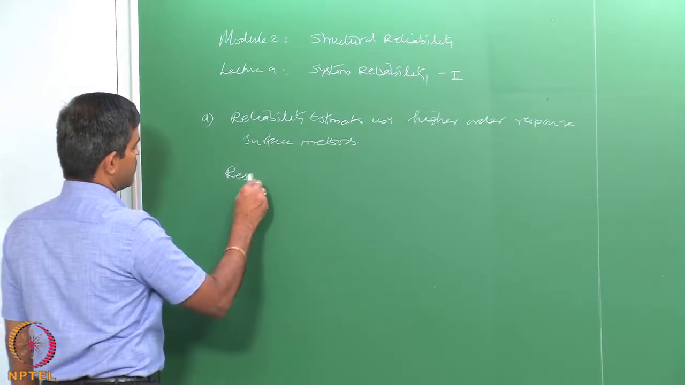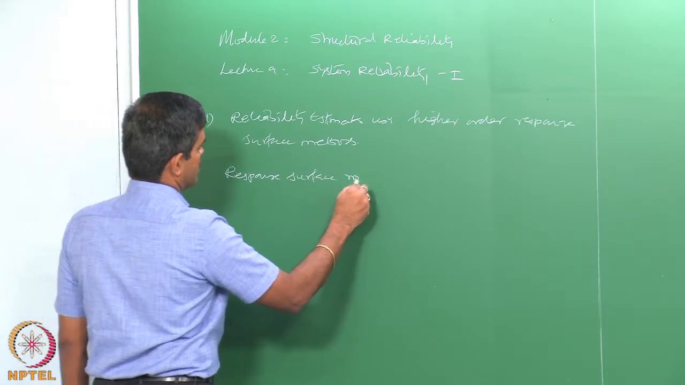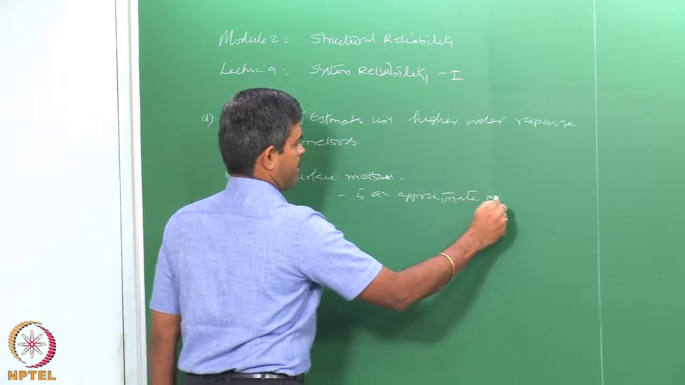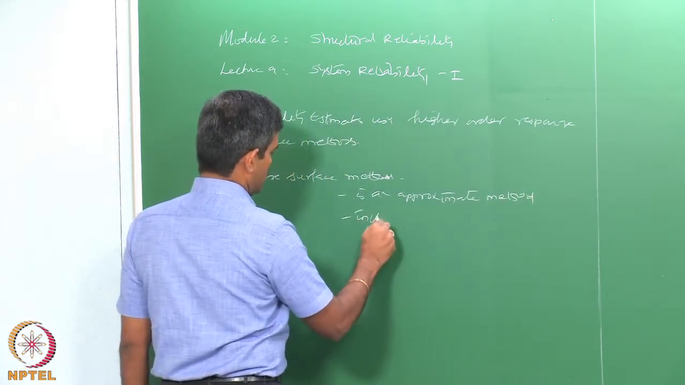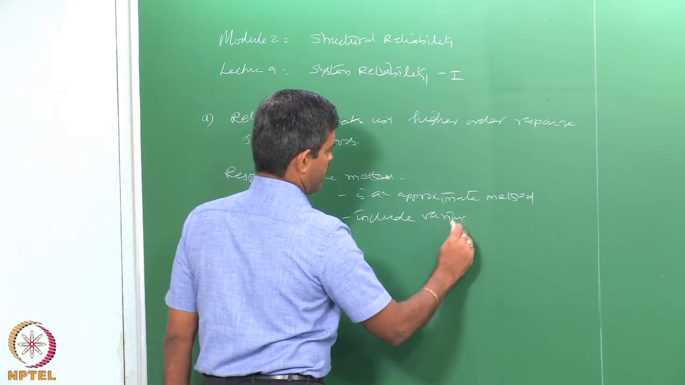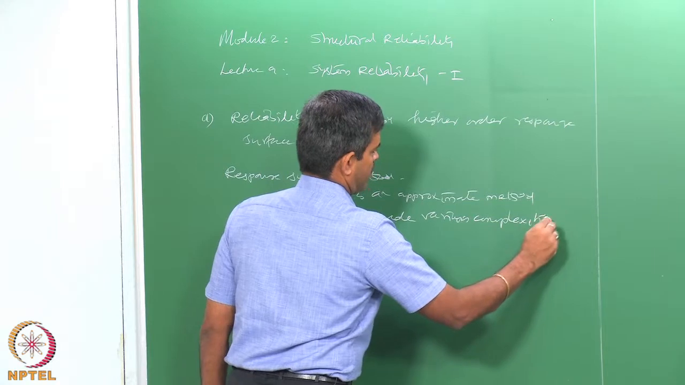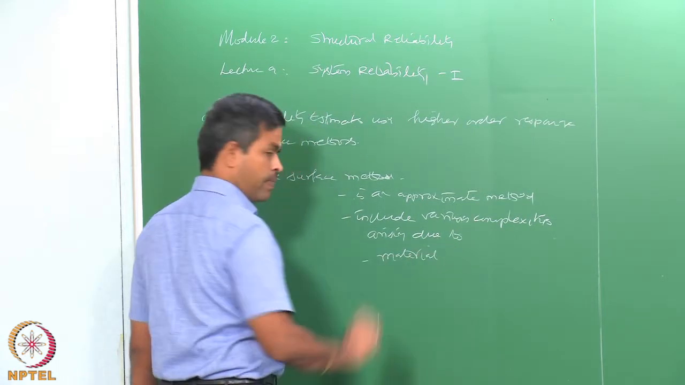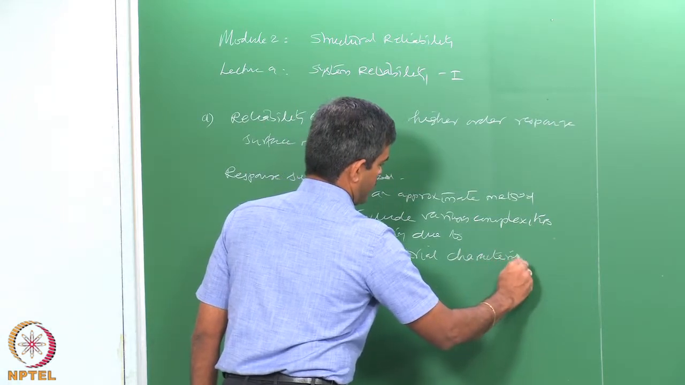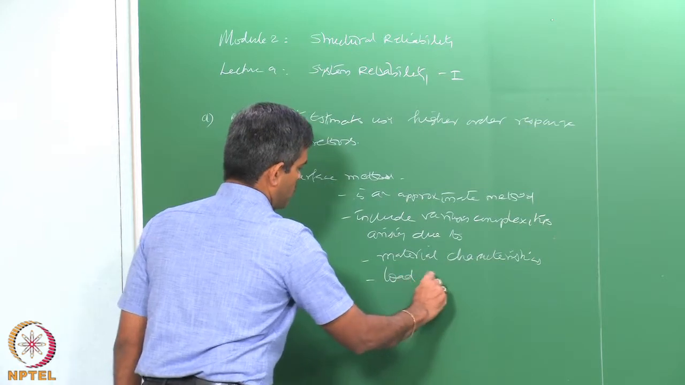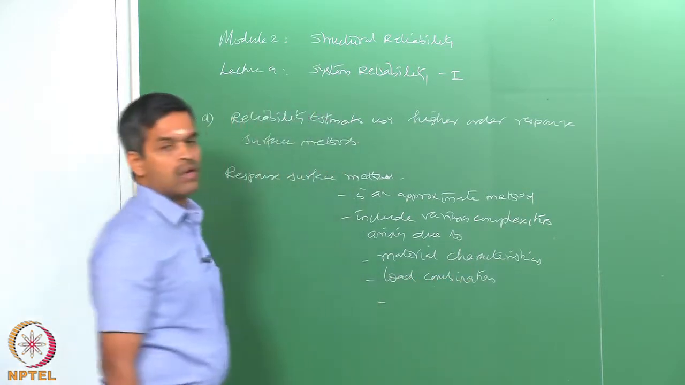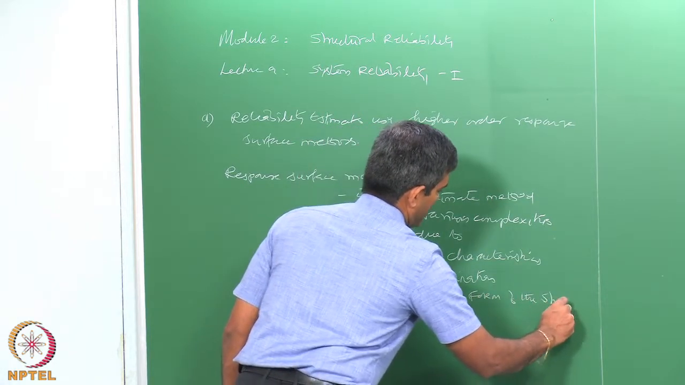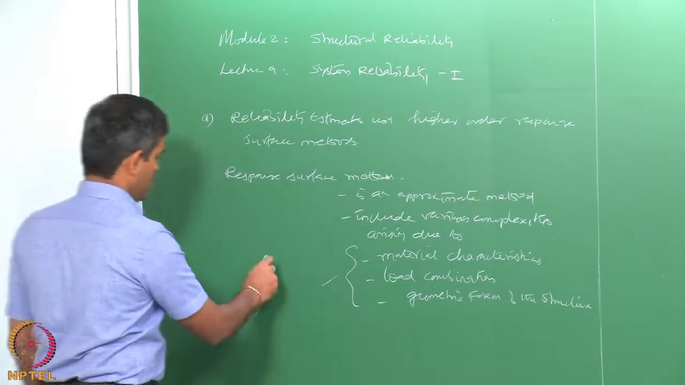So, response surface method is an approximate method which should include various complexities arising due to material characteristics, due to various load combinations and complications arising from geometric form of the structure, which are all present very much in offshore structures.